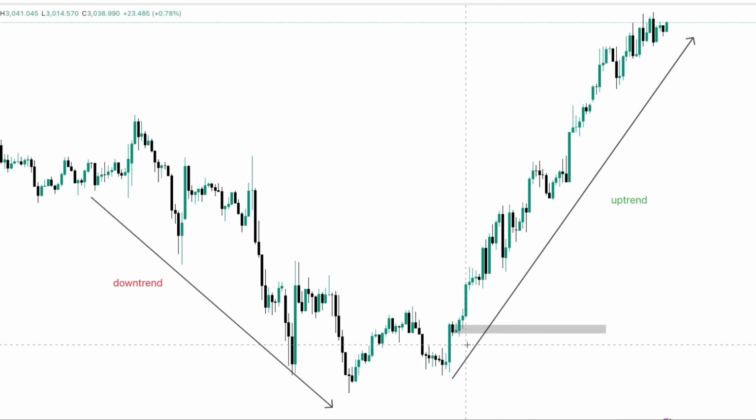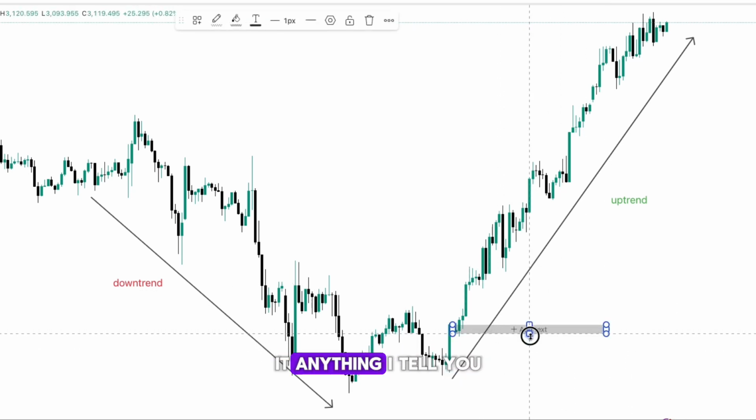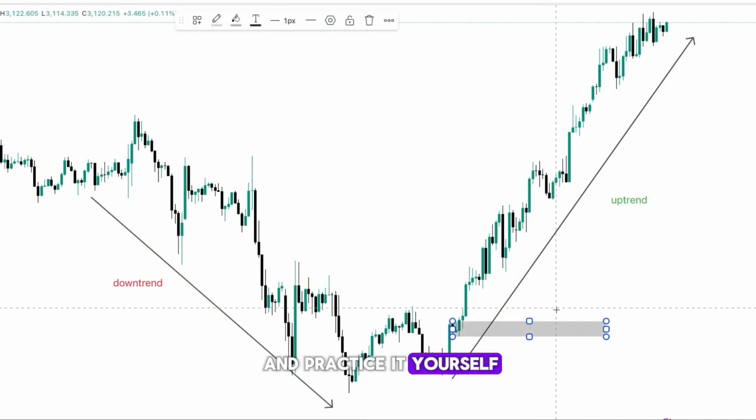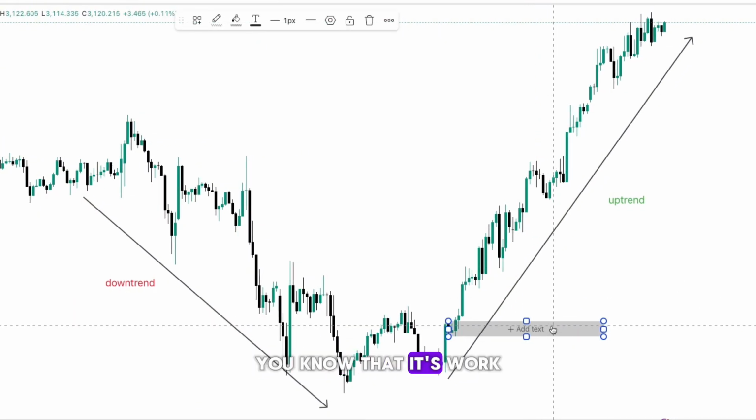And I'm not saying because I said it, you should believe it. Anything I tell you, go into your chart and backtest it yourself and see that it works. This is how the market works. It doesn't work in any other way.